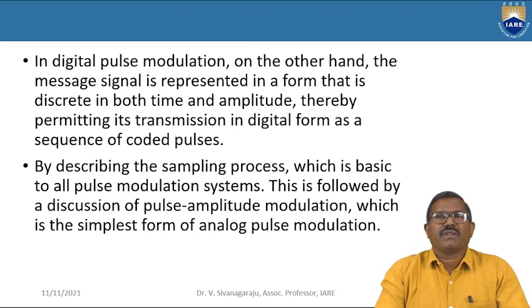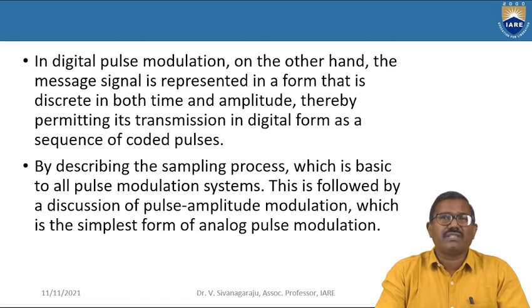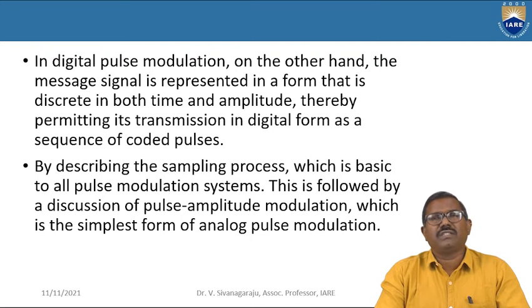When entering PCM, first we describe the sampling process. In any pulse modulation system, the basic one is the sampling process. You know why we go to sampling: because the message signal is in continuous form, and we convert these continuous-time signals into discrete-time signals by applying sampling. Sampling is done according to the sampling theorem. By describing the sampling process, which is basic to all pulse modulation systems, this is followed by a discussion of pulse amplitude modulation, which is the simplest form of analog pulse modulation.